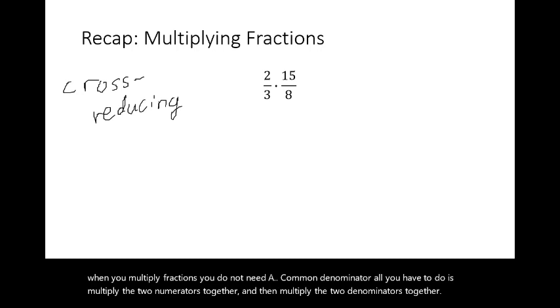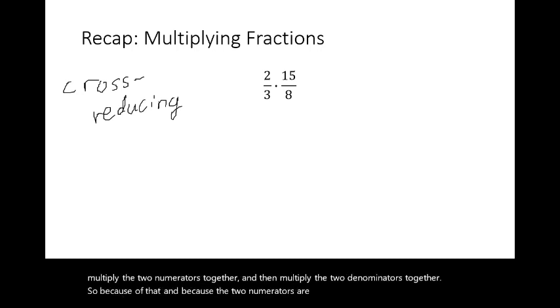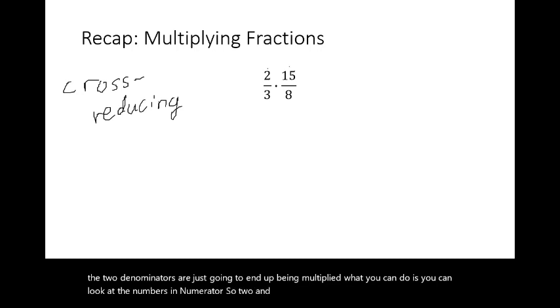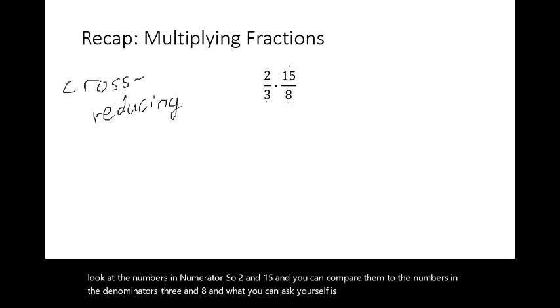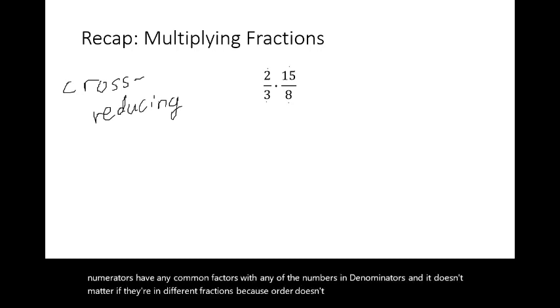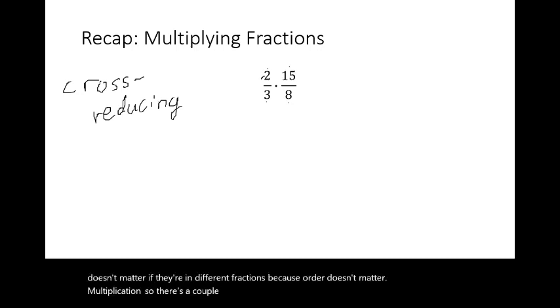Because the two numerators are just going to end up being multiplied and the two denominators are just going to end up being multiplied, what you can do is look at the numbers in the numerators, so 2 and 15, and compare them to the numbers in the denominators, 3 and 8. What you can ask yourself is, do any of the numbers in the numerators have any common factors with any of the numbers in the denominators? It doesn't matter if they're in different fractions because order doesn't matter with multiplication. So there's a couple common factors here, starting with 2 and 8.